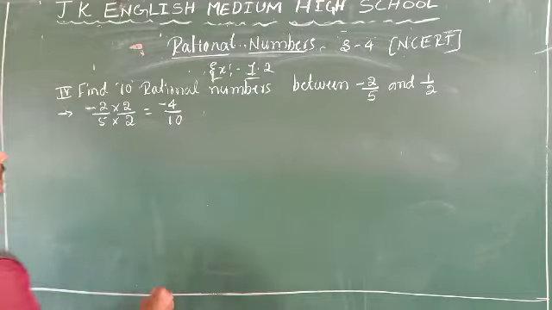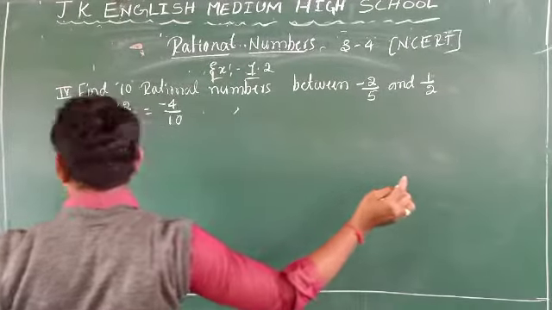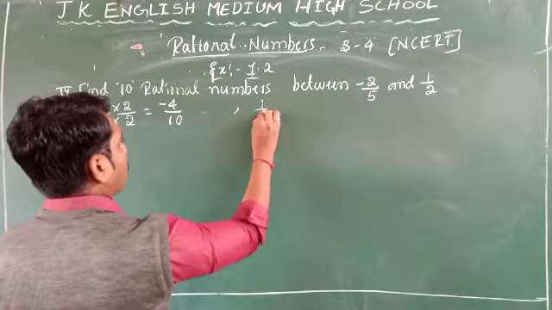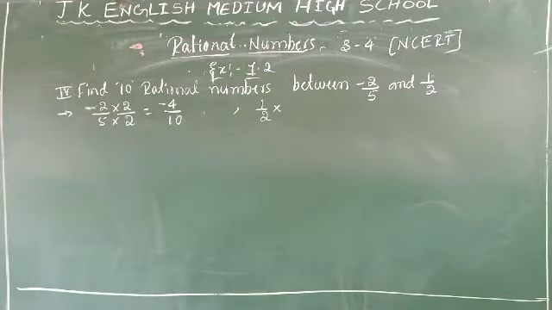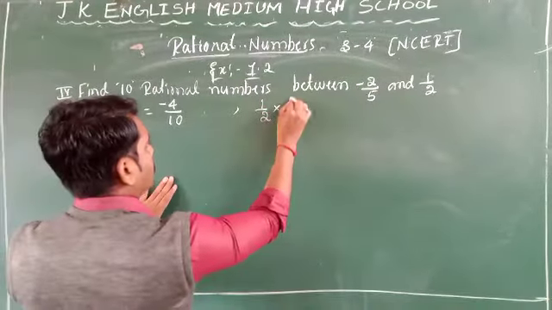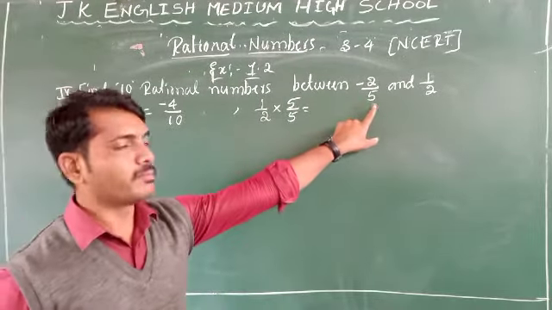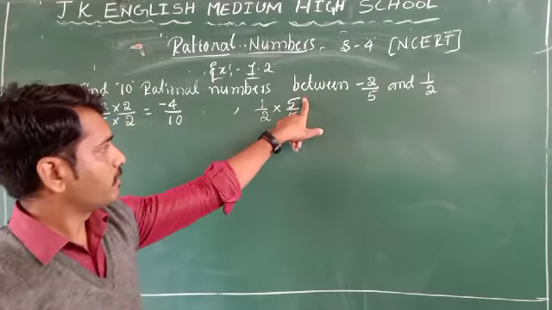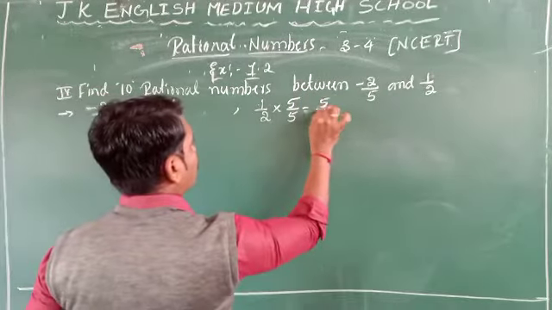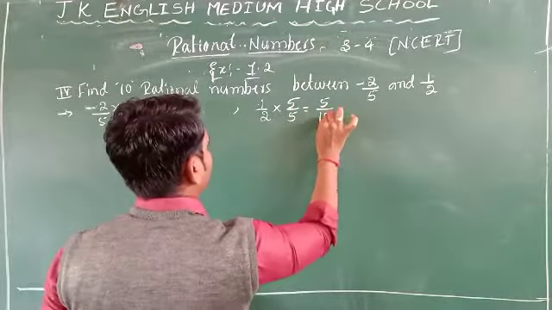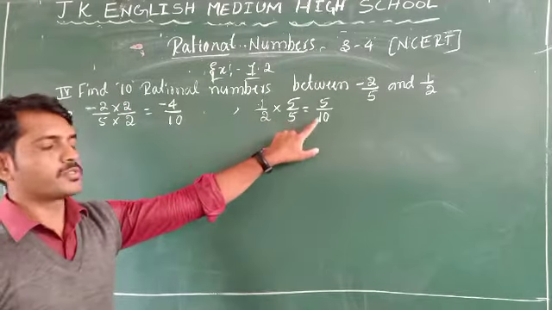Come to the second one. 1 upon 2. Here the denominator is 2 and the other is 5, so multiply this denominator, one time the numerator and one time the denominator, by 5. 5 ones are 5, 5 twos are 10. So minus 4 by 10 to plus 5 by 10.